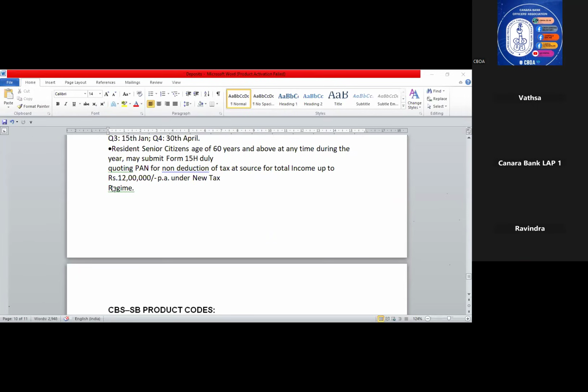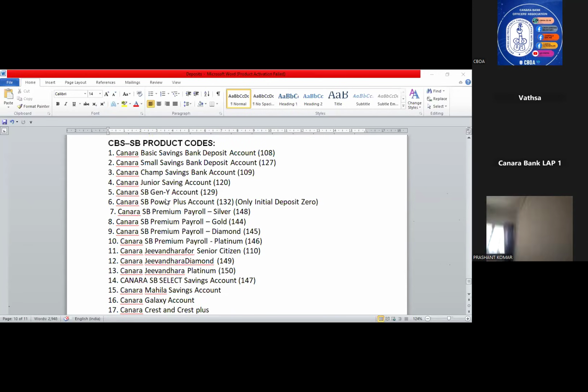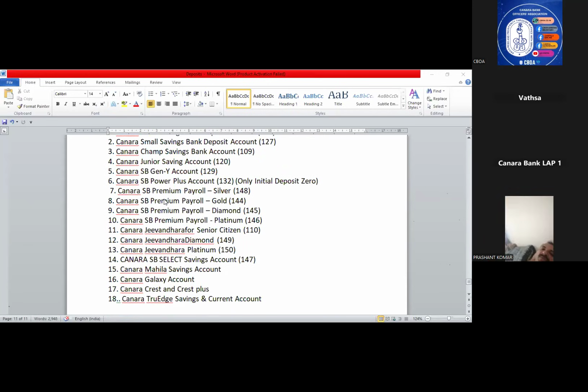Now, as per the new regime, the income limit has been raised to 12 lakhs. And these are the SB products which we have to discuss now.